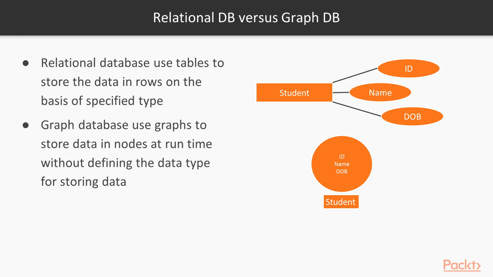Whereas for the student node in graph database, we don't have to define the data types before creating the data. The data types are defined at runtime, and the database automatically gets the data type according to the data that we have entered for saving into the database.